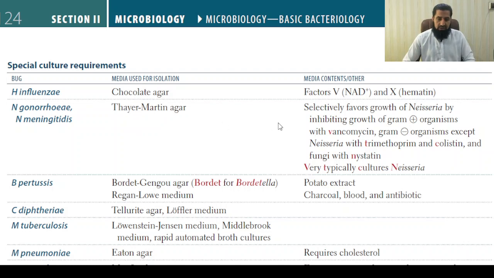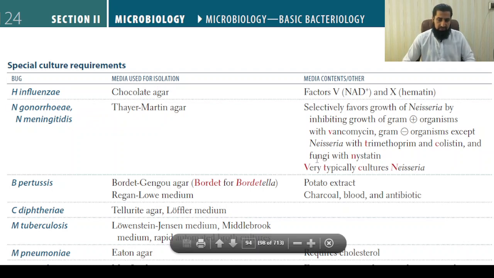This medium contains antibiotics to prevent other bacterial growth. For example, vancomycin prevents gram-positive and gram-negative organisms except Neisseria, while nystatin prevents fungal growth. Vancomycin, trimethoprim, and nystatin are contained in this medium. Very tightly cultures Neisseria.